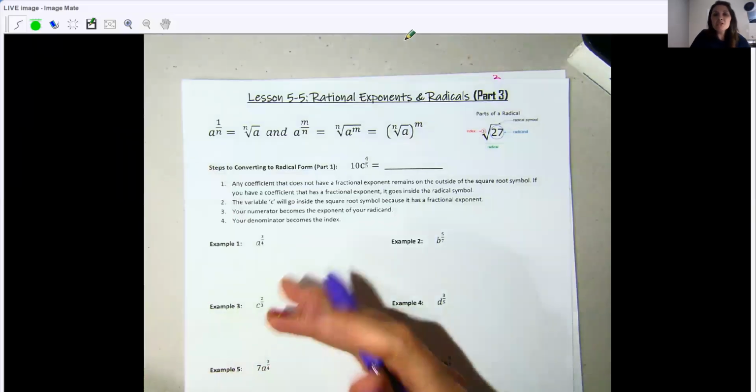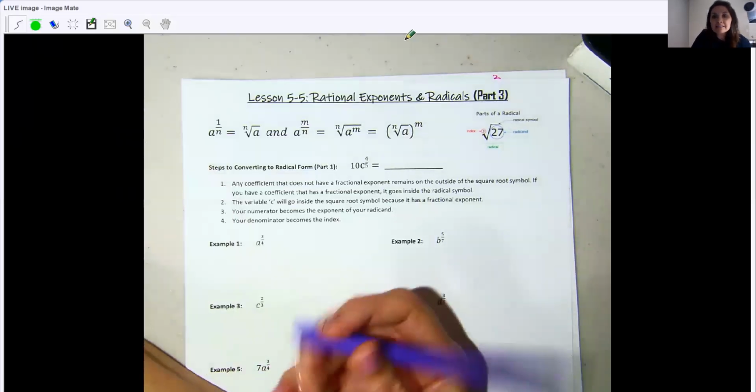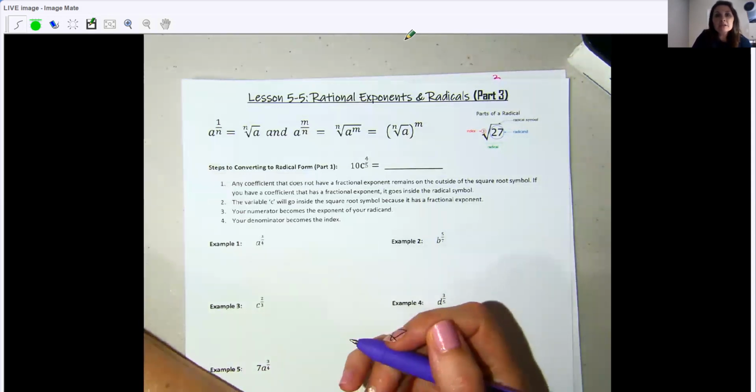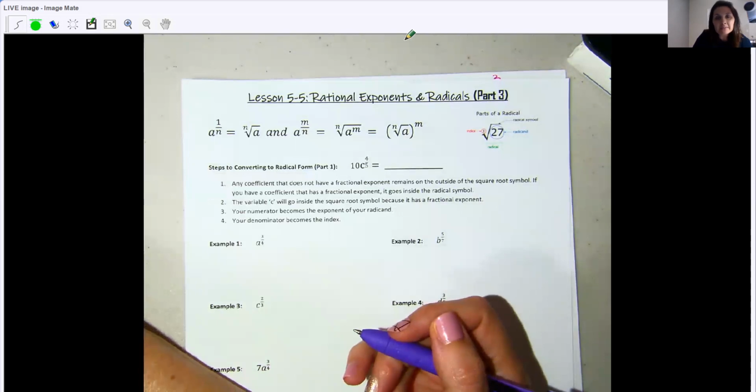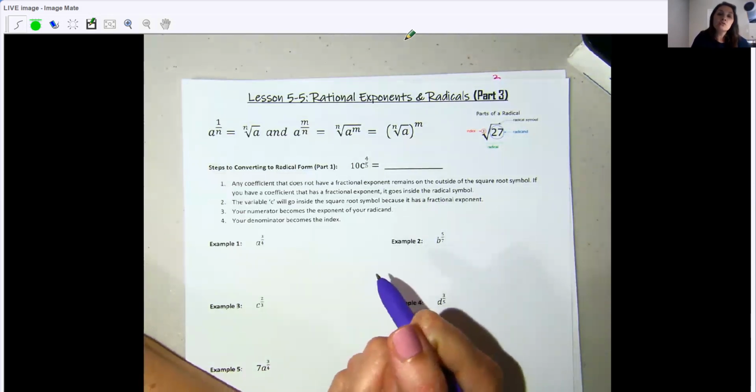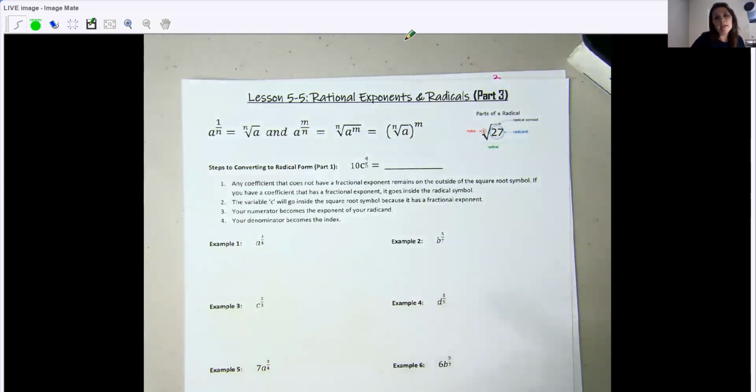Hello everyone, welcome to our third and final lesson from 5-5, where we have been learning about exponential functions and radicals. And today our focus is going to be on turning an exponential function into a radical. What that means is that we are going to take a term that has a fractional exponent and we are going to put it into a square root.